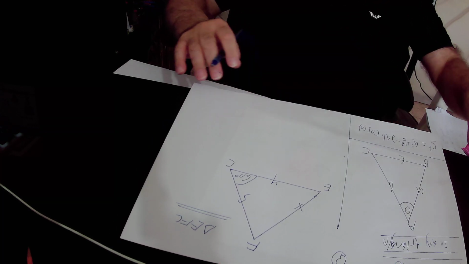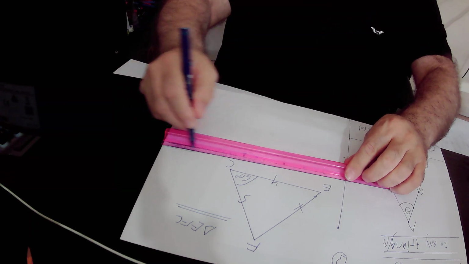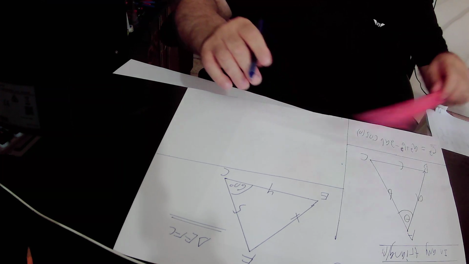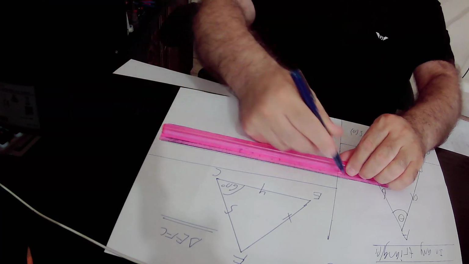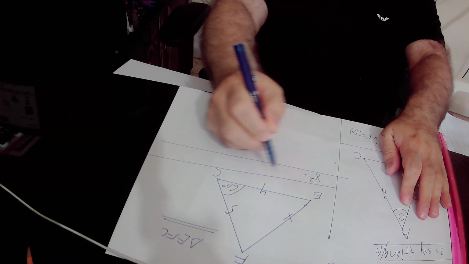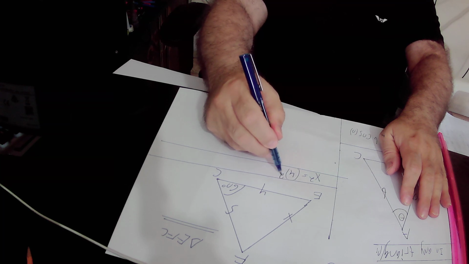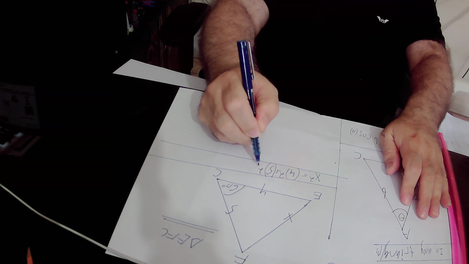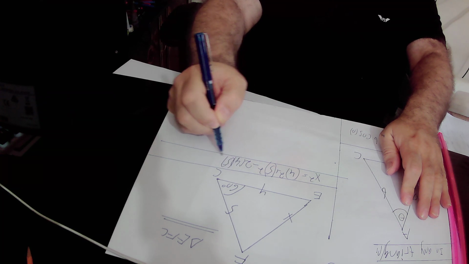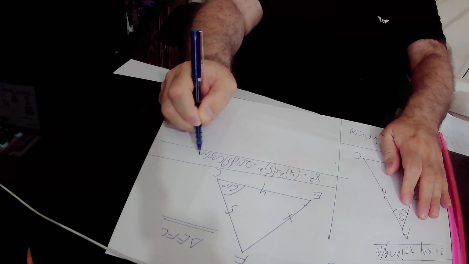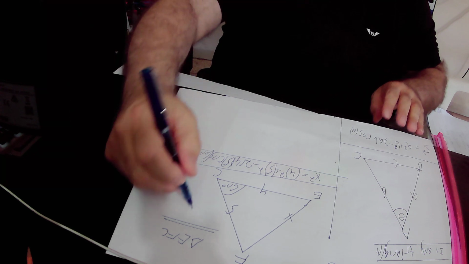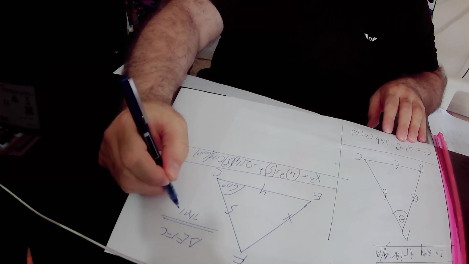And according to the law of cosines, we get that in triangle EFC, x squared equals 4 squared plus 5 squared minus 2 times 4 times 5 times cosine 60 degrees. I'll repeat again, in triangle EFC according to the law of cosines.